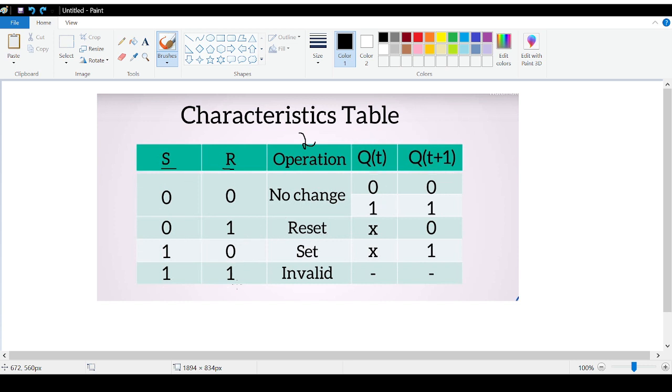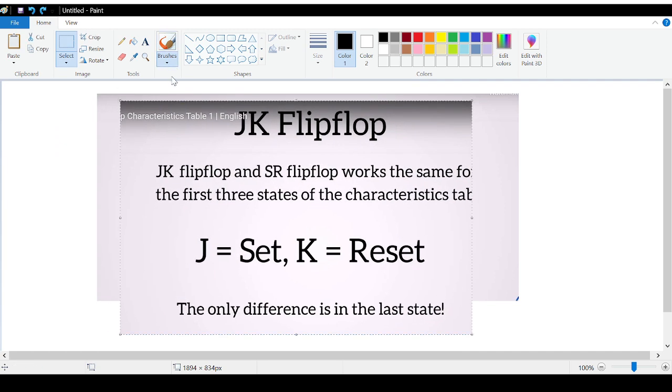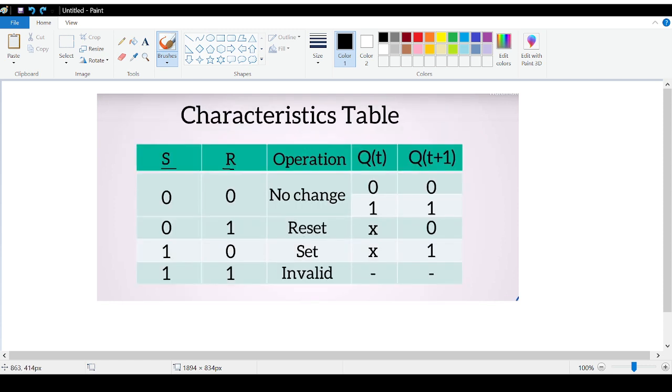Alright, now we will learn about a new kind of flip-flop which is very similar to SR, but a bit advanced because it allows the combination 1 1. The name of this flip-flop is JK flip-flop. JK and SR flip-flops work in the same way for the first three states. J works like set and K works like reset. The only difference is in the last state. In the JK flip-flop, J works like S and K works like R.